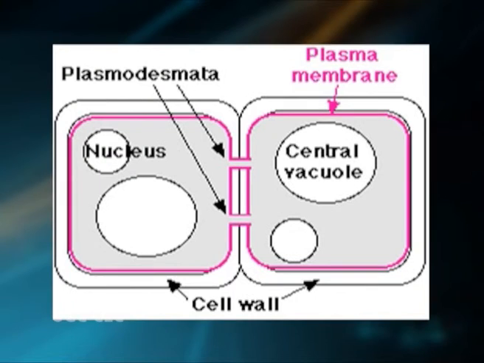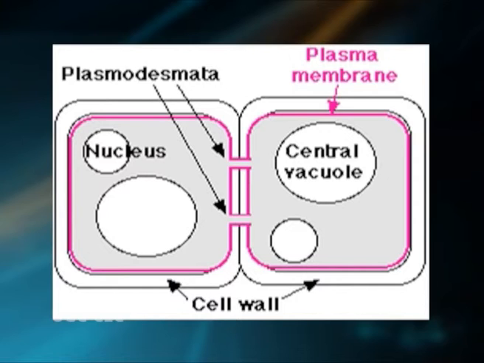Plasmodesmata. Unlike animal cells, plant cells are separated from one another by a substantial barrier, the cell wall. Even though plants lack the specialized junctions found in animal tissues, most plant cells are connected to one another by plasmodesmata. Plasmodesmata are cytoplasmic channels that pass through the cell walls of adjacent cells.